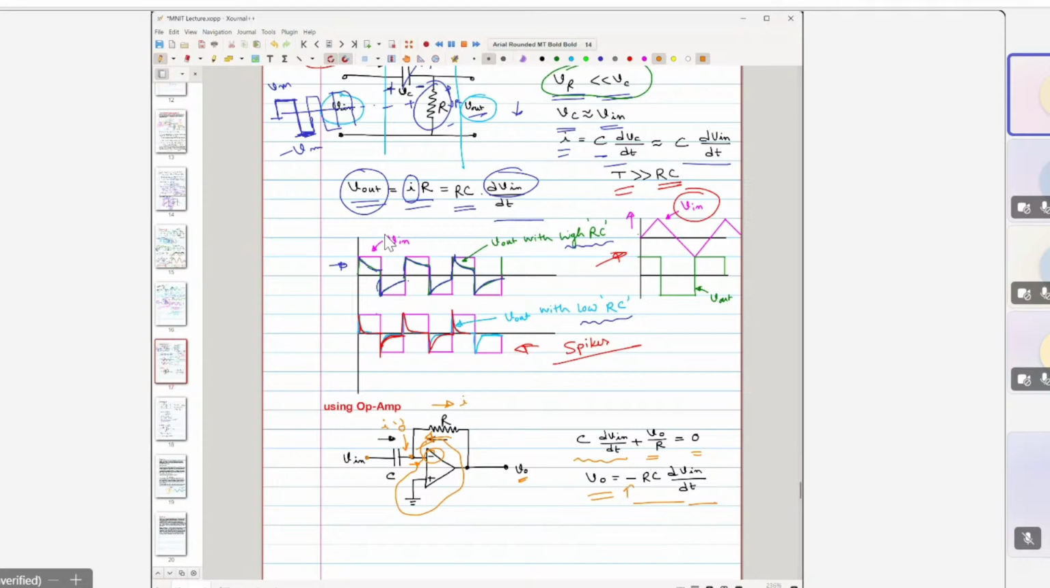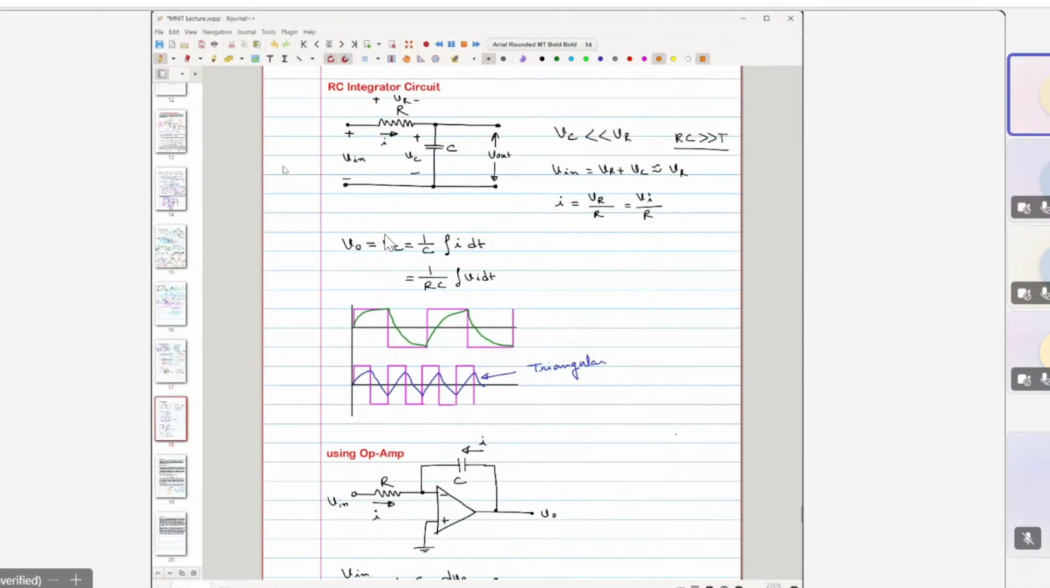So here you can see that no such assumptions are involved. You do not have to consider that the entire voltage drop falls across Vc and not across Vr, or that it is distributed. That assumption is not there.